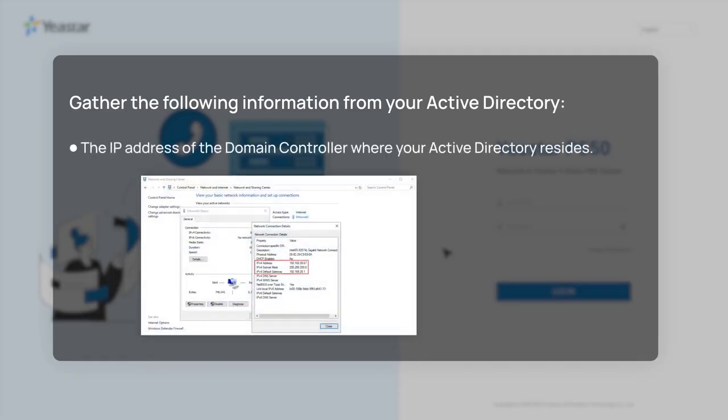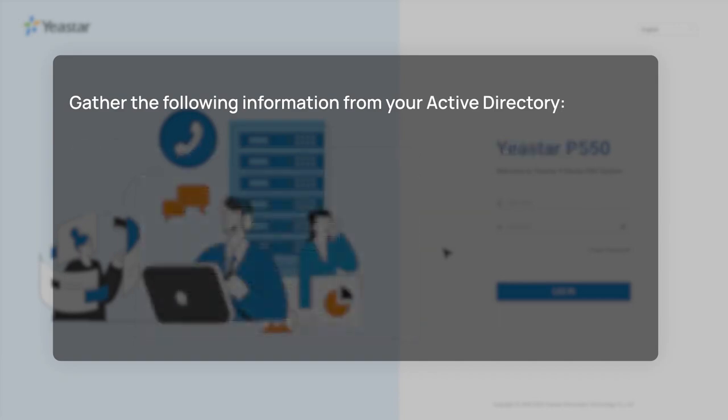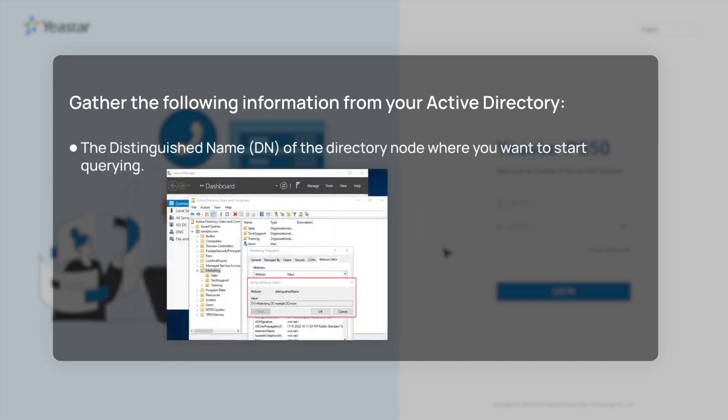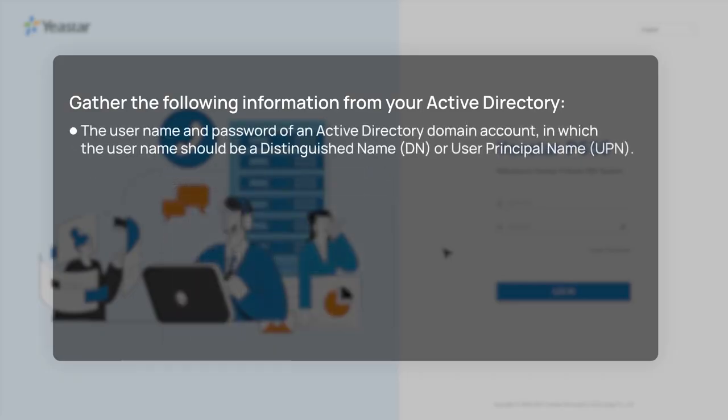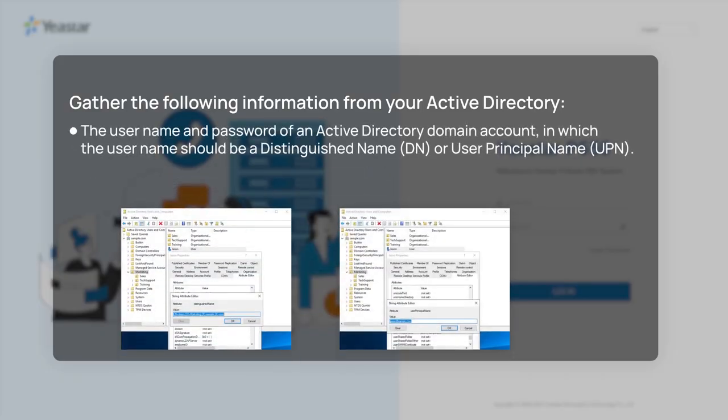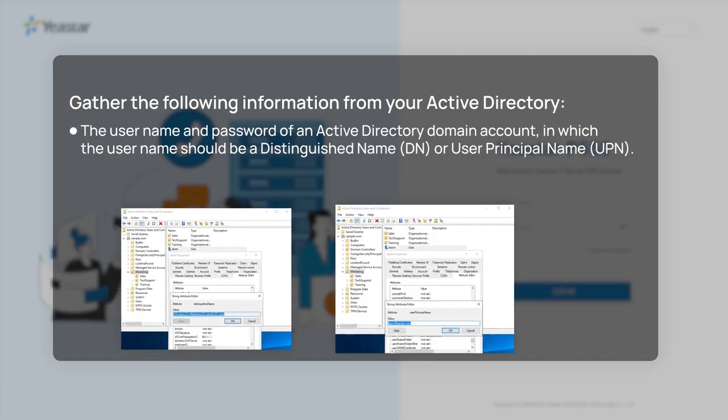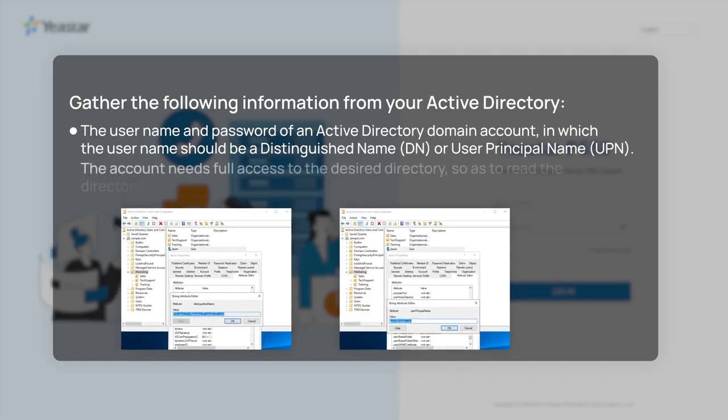where your Active Directory resides, the distinguished name of the directory node where you want to start querying, the username and password of an Active Directory domain account, in which the username should be a distinguished name or user principal name. The account needs full access to the designated directory to read the directory information during synchronization.